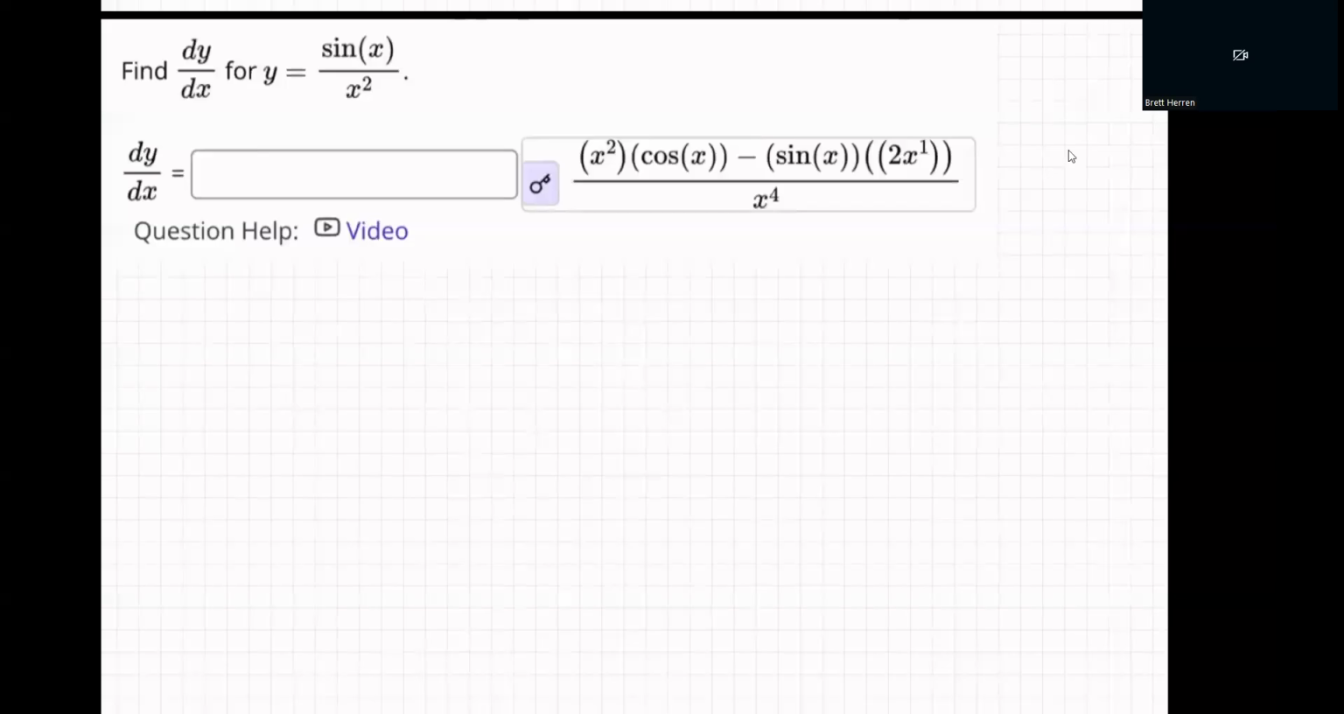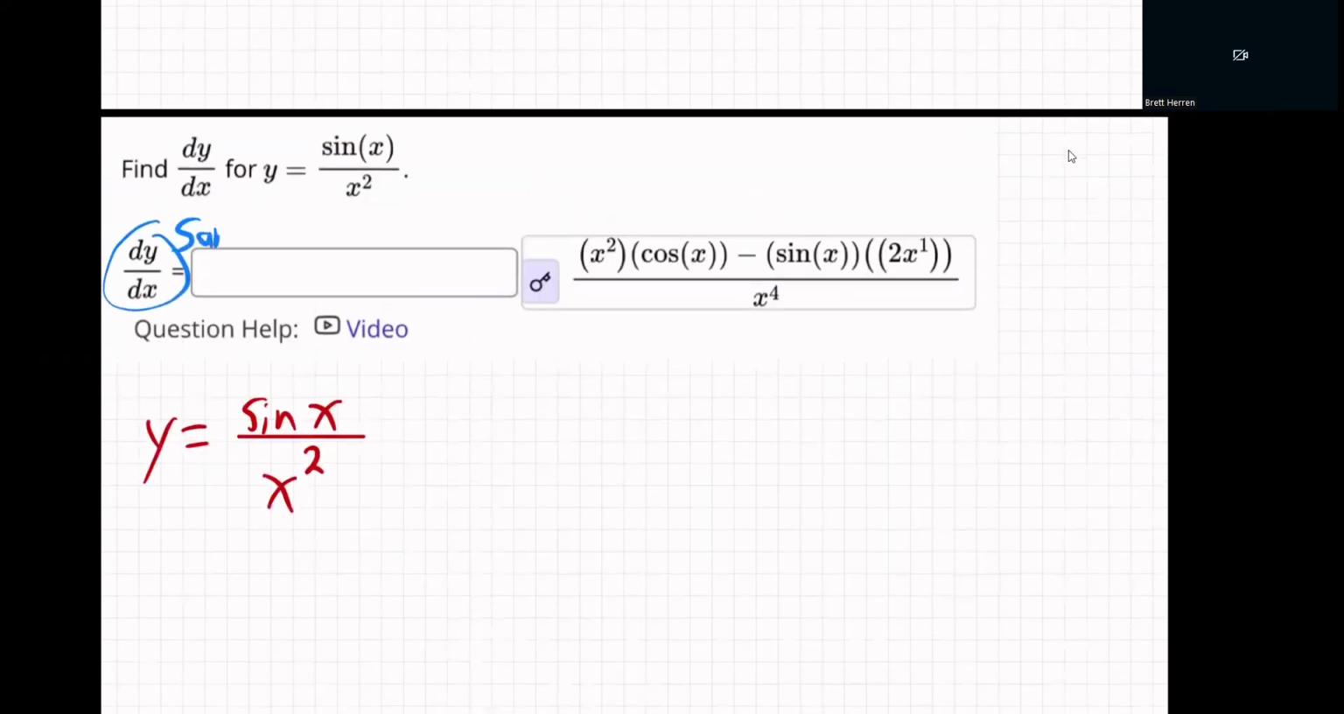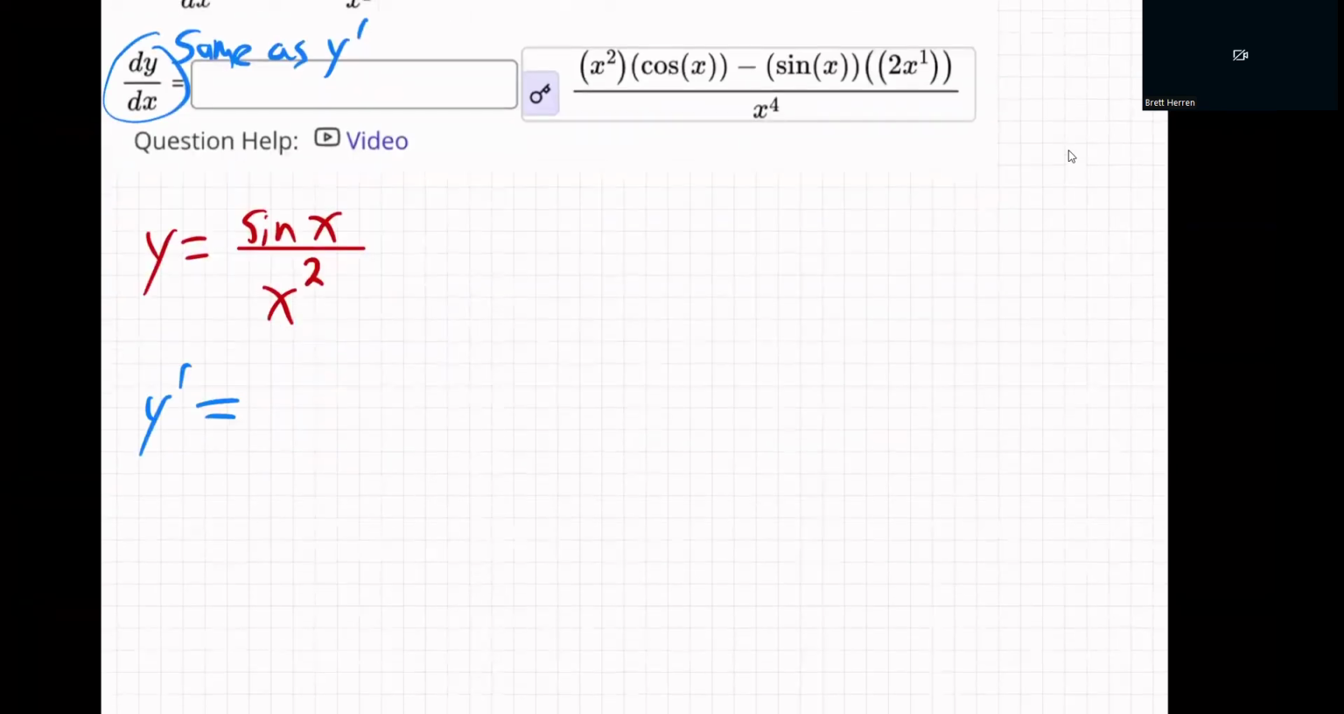This question gives us a function right here. Let me bring it down. It is sine x over x squared, and we're supposed to take the derivative. dy dx, that's the same as y prime. That's just another way of saying the derivative. It's another notation.